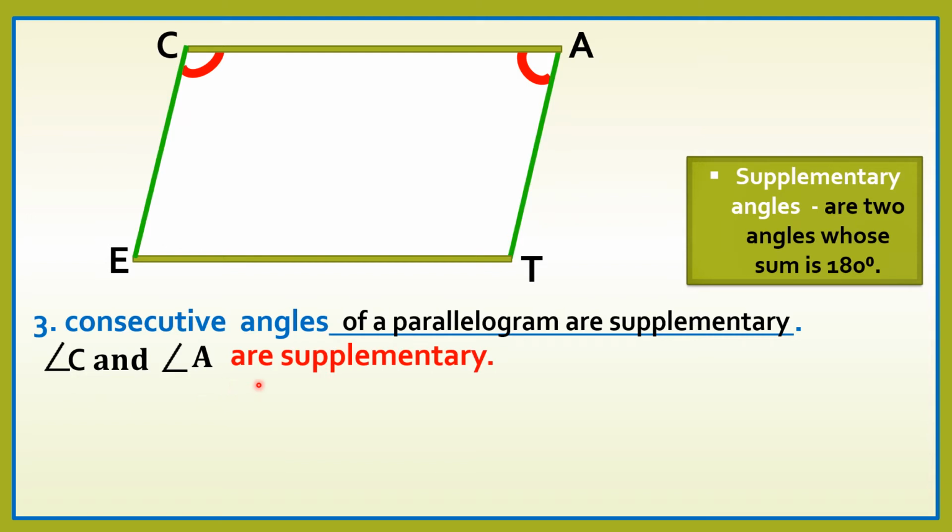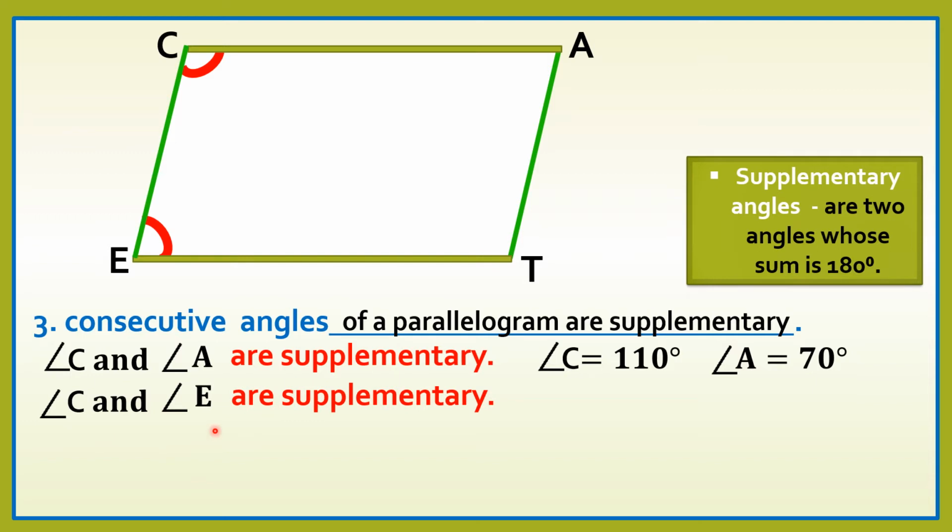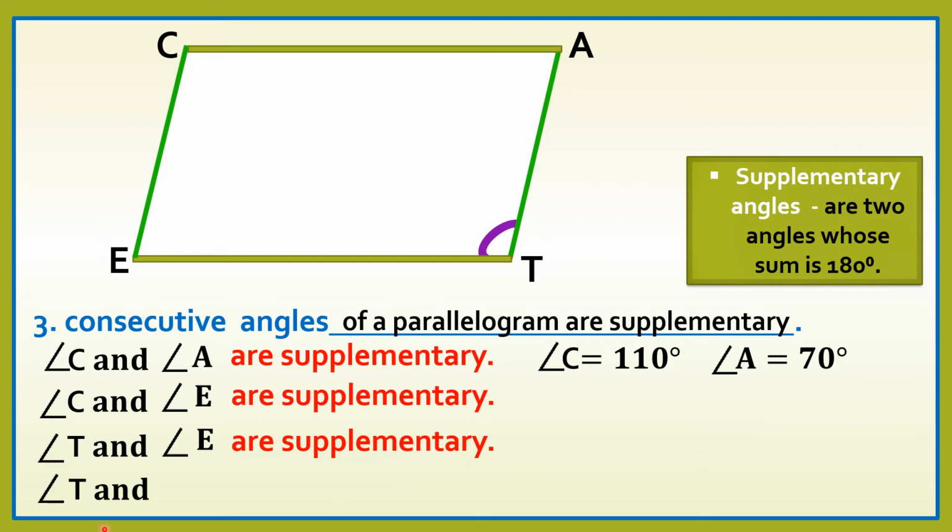So, they are supplementary. So, kapag kinuha natin ang sum ng measure ng angle A at ng angle C, the answer is 180 degrees. So, let's say ang measure ng angle C natin is 110. What is the measure of angle A? The measure of angle A is 70 kasi they are supplementary. Next is angle C and angle E. So, they are also supplementary. Next, angle T and angle E are also supplementary. Angle T and angle A are also supplementary. Always remember, consecutive angles of a parallelogram are supplementary.